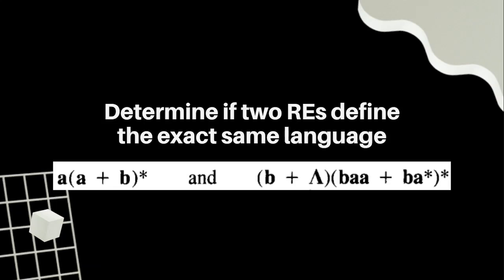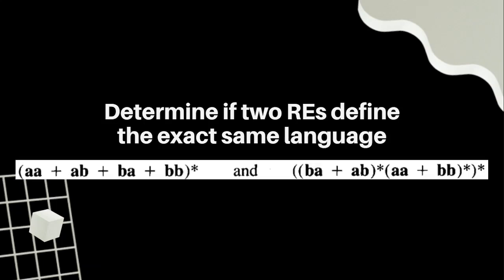So this example is very easy. Next is this. It's slightly more complex, but after some investigation, we can see that these define the language of the words that are even in length. So these REs define the exact same language.